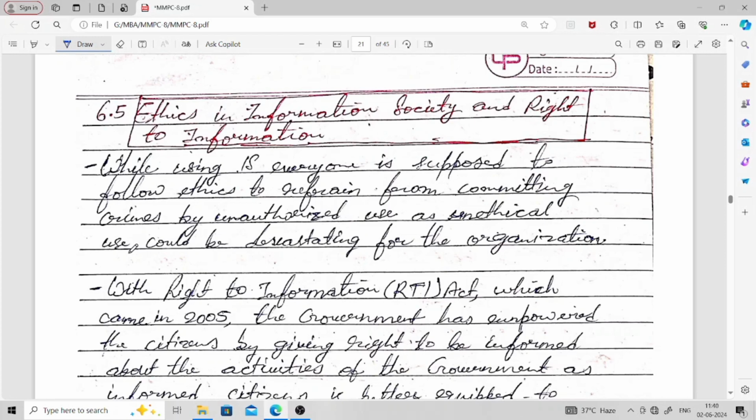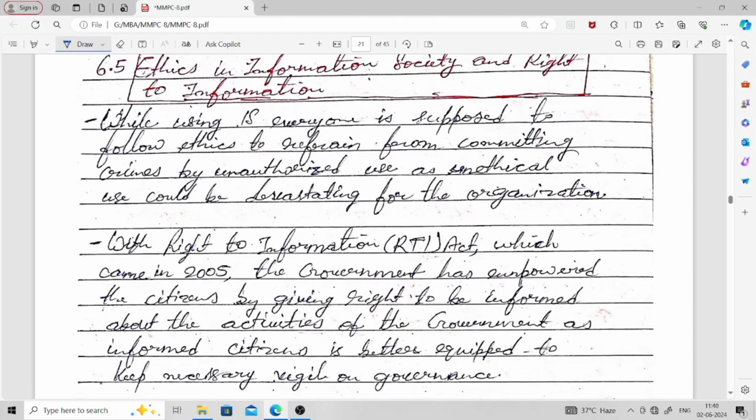Ethics in information society. So while using information system, everyone is supposed to follow ethics to refrain from committing crimes by unauthorized use, as unethical use could be devastating for the organization. So here it is given that while using information system, everyone is supposed to follow ethics to refrain from committing any kind of crime or unauthorized access.